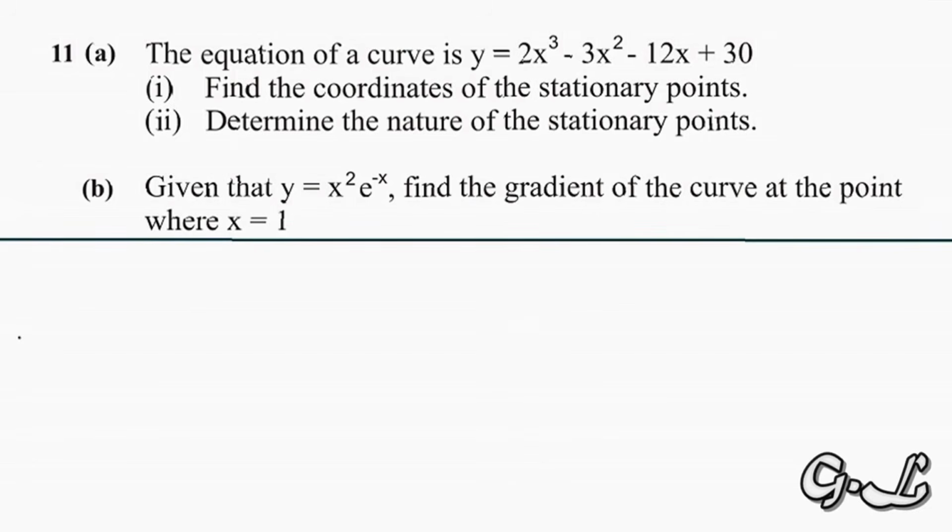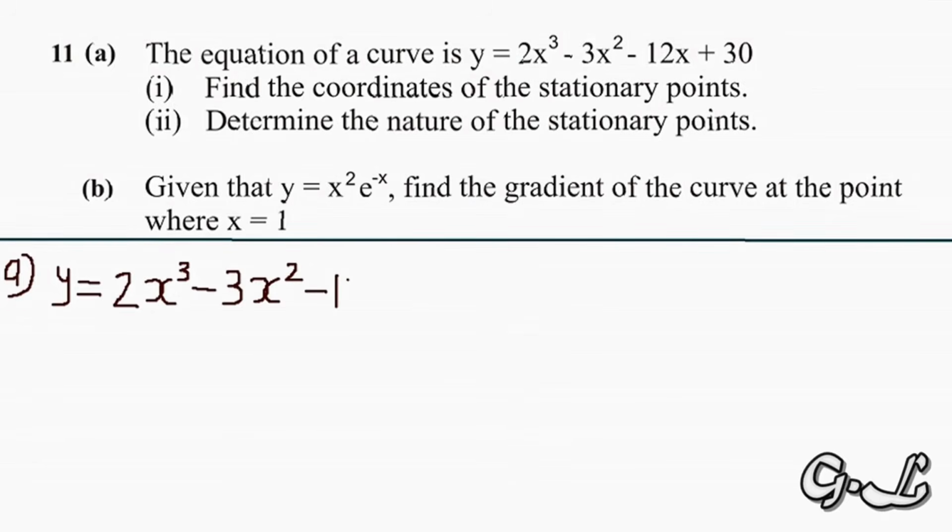So let's now quickly get into the solving. We're starting with part A. Part A states that the equation of a curve is y equals 2x cubed minus 3x squared minus 12x plus 30. We're finding the coordinates of the stationary points. So the equation that we're given is y equals 2x cubed minus 3x squared minus 12x plus 30.